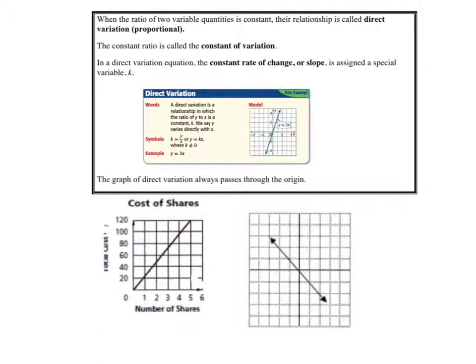It is important for us to remember that direct variation means proportional, and the constant ratio is called the constant of variation. And so the graph of direct variation always passes through the origin, and another thing that is important for us to remember is that the line is always going to be straight. So in the two graphs that I have down below, these both show proportionality or direct variation because they go through the origin at 0, 0 in the graph, and they're both straight lines.